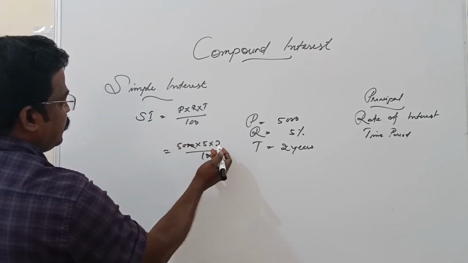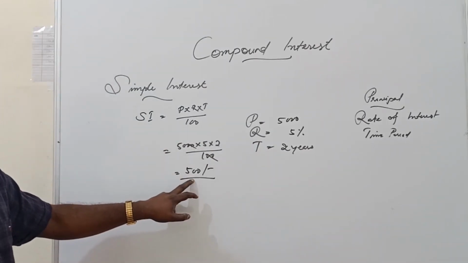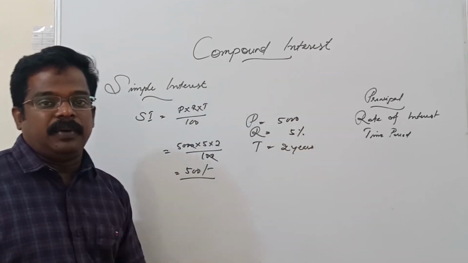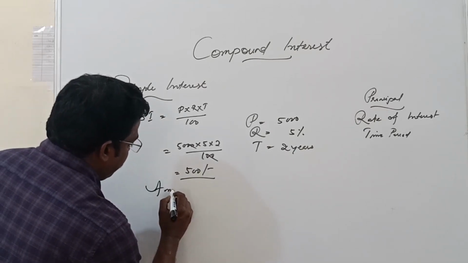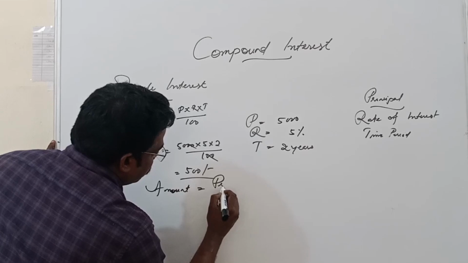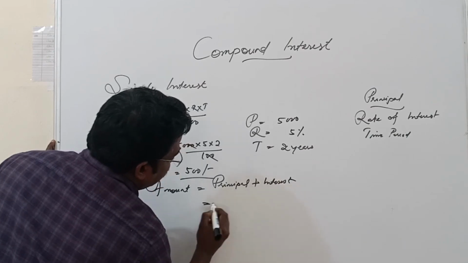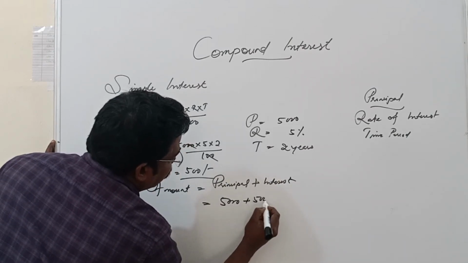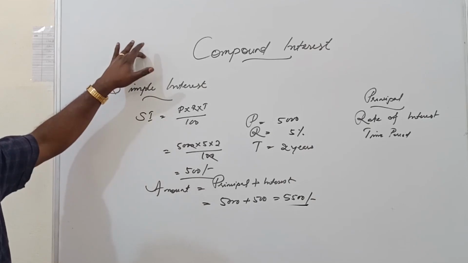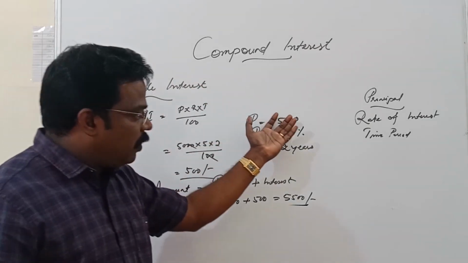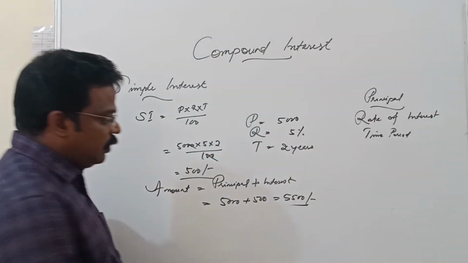So 2 zeros cancel, 5 2s are 10, 10 5s are 50, 500. So this is the interest that you have to pay along with this amount to the bank. So the total amount you want to pay to the bank, that is amount equals principal plus interest. That is, 5,000 was the principal and 500 interest, total 5,500. So in this simple interest, we borrowed 5,000 rupees from the bank and we are paying back 5,500 after 2 years.